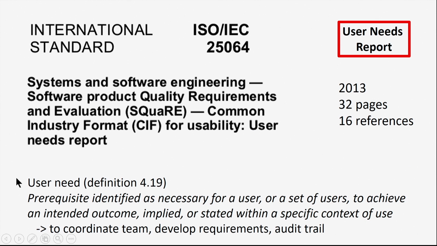And that's a definition that's in the document and described here. It's a prerequisite identified as necessary for a user or a set of users to achieve an intended outcome, implied or stated, within a specific context of use. And context of use was defined earlier. This is really to help everybody get on the same page, to help the team work together to identify requirements. And then once the system or service or product is developed, to be able to audit to make sure that all the requirements were met.